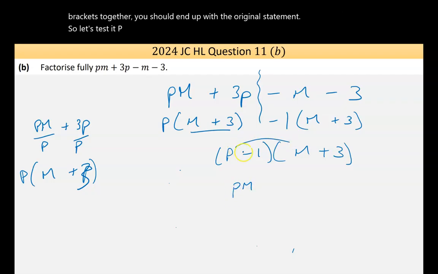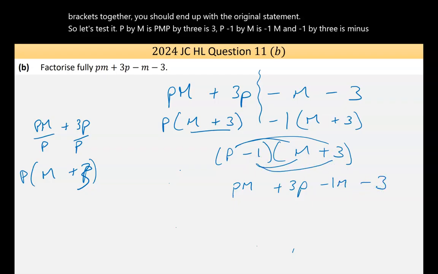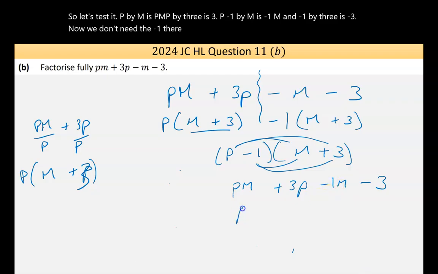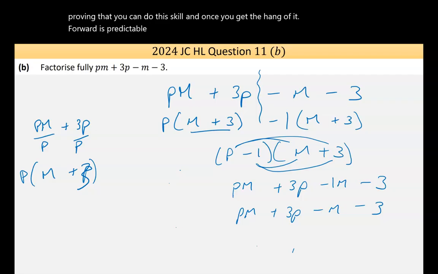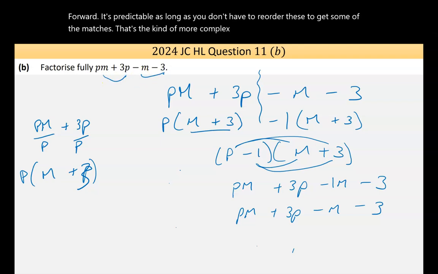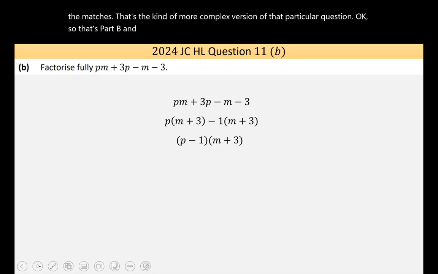p by m is pm. p by 3 is 3p. -1 by m is -1m. And -1 by 3 is -3. So pm + 3p - m - 3 is what we started with. Factorization effectively just changes the look of something, so you're just proving that you can do this skill. And once you get the hang of it, it's pretty straightforward. It's predictable as long as you don't have to reorder these to get something that matches. That's the more complex version of that particular question. So that's part B, and then the answer.